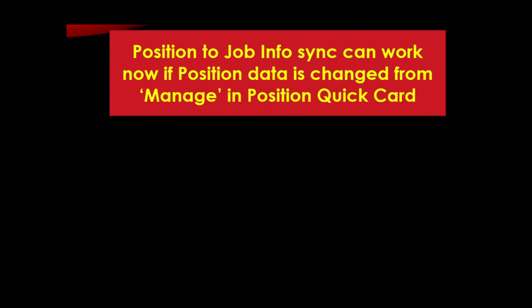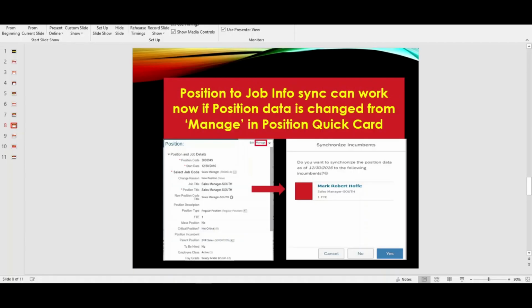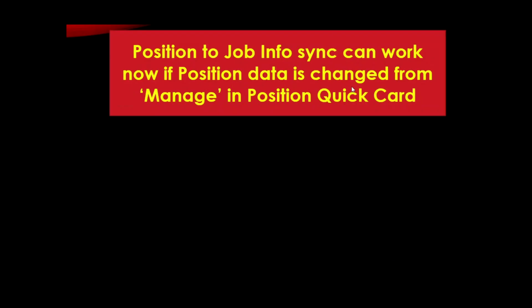So let's move on to the next change. Position to job info sync can work if position data is changed from manage position quick card. Earlier, the position to job information sync rule would work only if we made the change from the position org chart, that means from the position org chart and edit the position data. From there it automatically triggers the position to job information sync rule, and it also works if we make changes in the position directly in the job information. That means if we change the position code, the position to job information sync rule will work there as well.